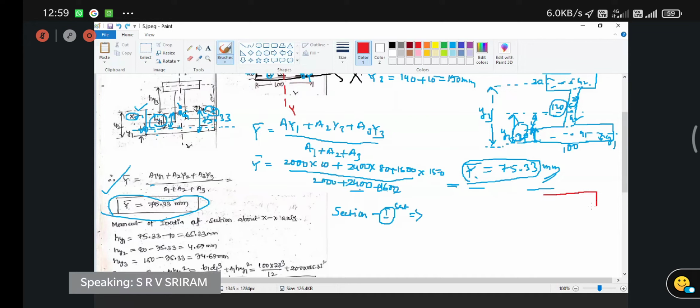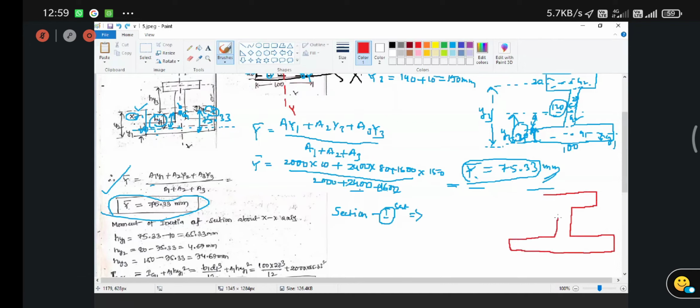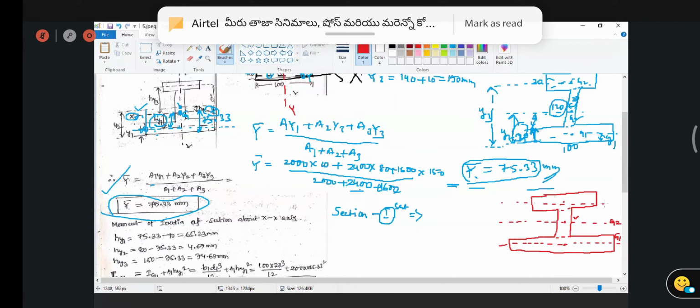Wait a minute, I am going to draw. This is the last class for your moment of inertia, that's why I am going slowly. See, each and every centroid for the individual sections I am going to present here. This is the individual section, this section's centroid and this section's centroid. Through the centroids I am going to pass the central axes. That is G1, this is G2 and this is G3.